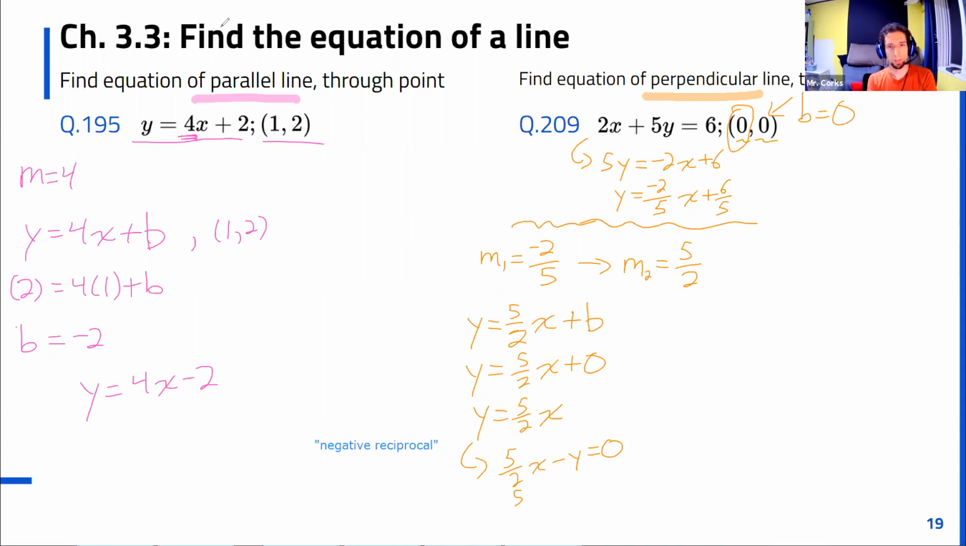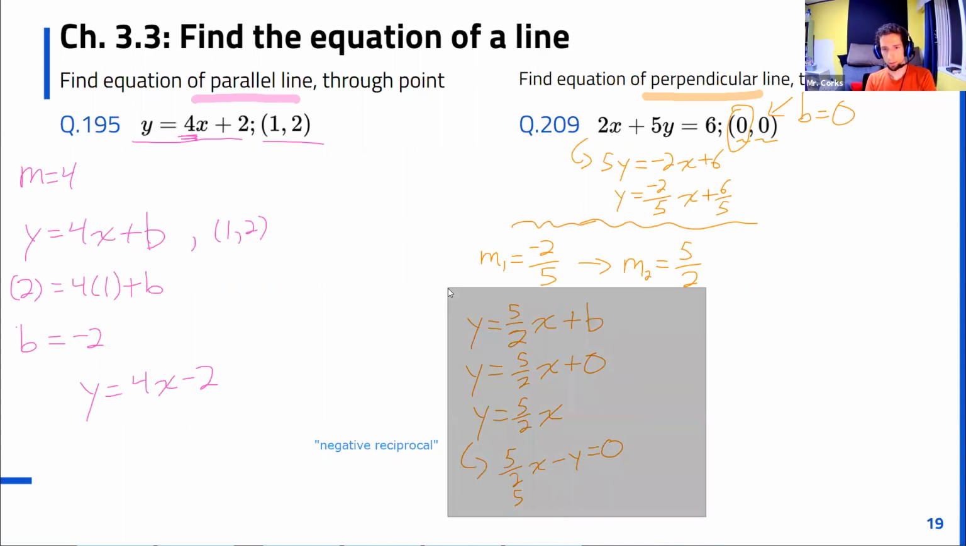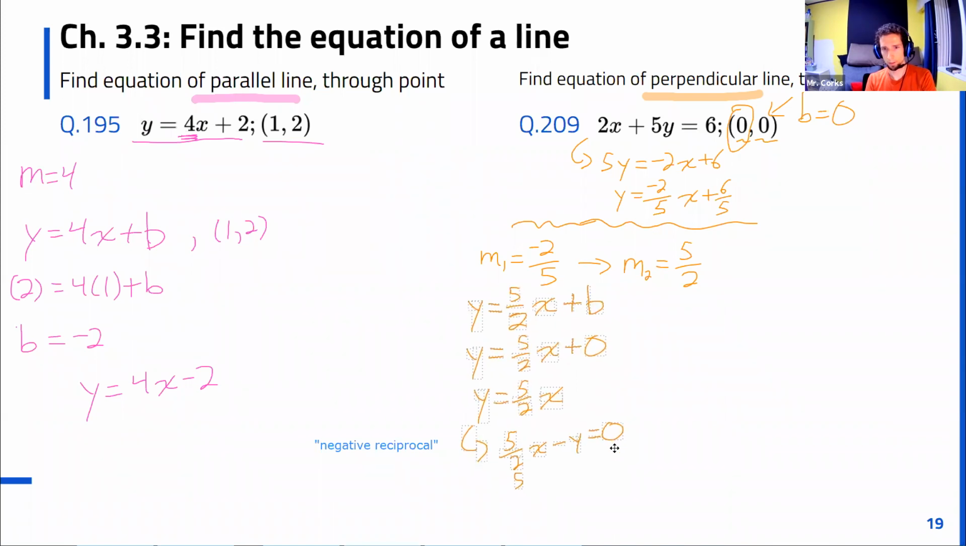No, I'm going to move this. Don't want to be too cramped down here. A little bit up. All right.